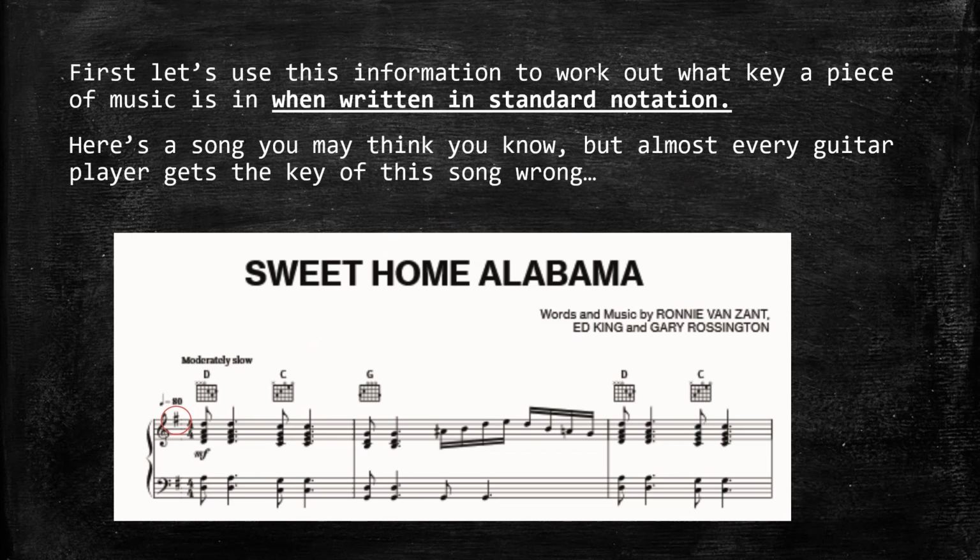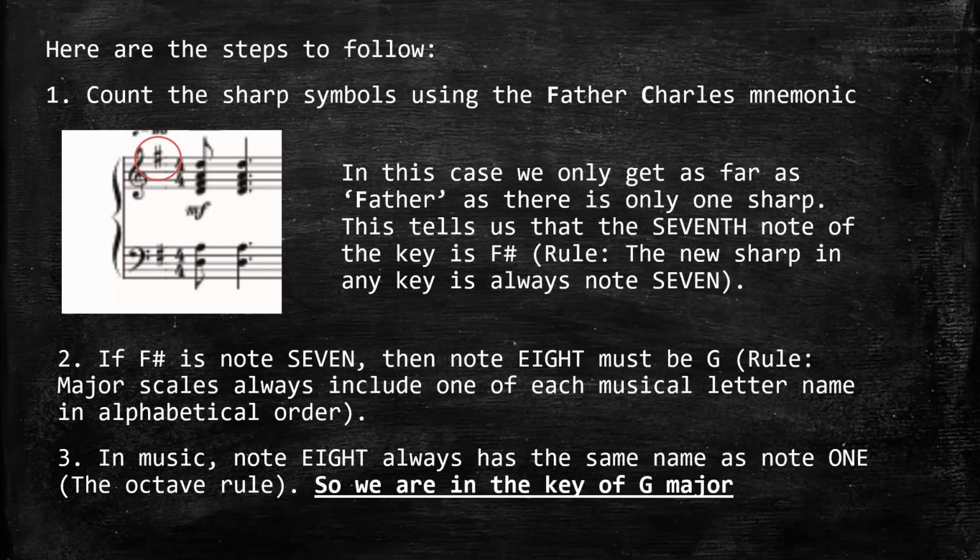First, let's use this information to work out what key a piece of music is in when it's written in standard notation. Here's a song you may think you know, but almost every guitar player gets the key of this song wrong. Here are the steps to follow. First, count the sharp symbols using the Father Charles mnemonic. In this case, we only get as far as Father, as there's only one sharp. This tells us that the 7th note of the key is F sharp. Rule: the new sharp in any key is always note 7.